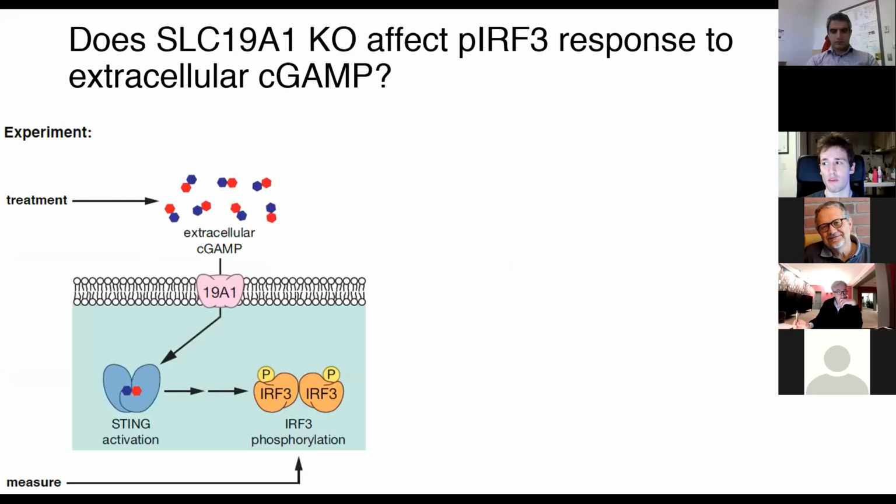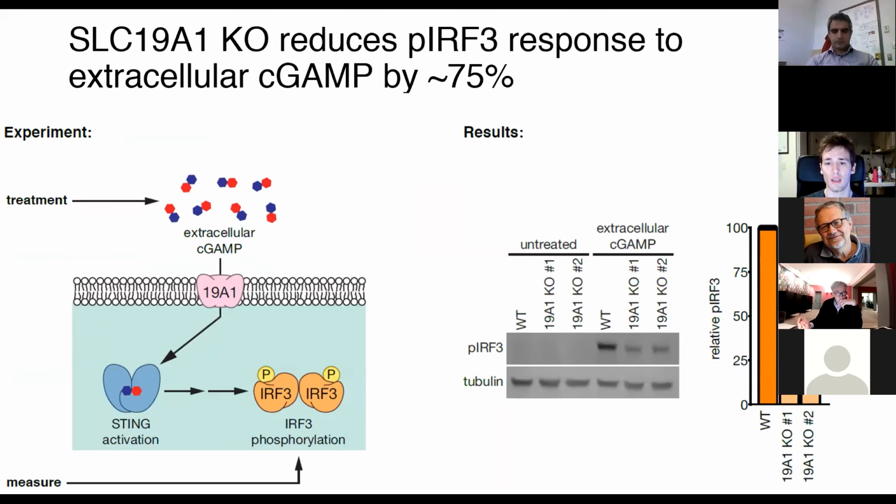And so to begin to try to figure out if this hit was a cGAMP importer, we knocked it out of U937 cells and tried to assess whether or not it affected extracellular cGAMP import. And as a proxy for measuring extracellular cGAMP import, we would look downstream at STING signaling events. So in this case, we're looking at IRF3 phosphorylation, which is downstream both of STING activation and of cGAMP import. And so if SLC19A1 is a cGAMP importer, we would expect that knockout would reduce IRF3 phosphorylation. And indeed, this is what we saw. So knockout of SLC19A1 in U937 cells decreased the phospho-IRF3 response to extracellular cGAMP by about 75%.